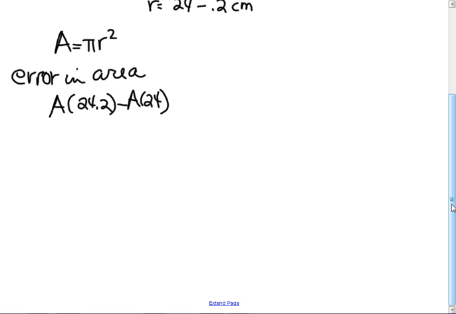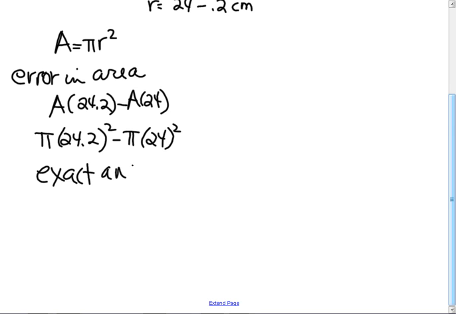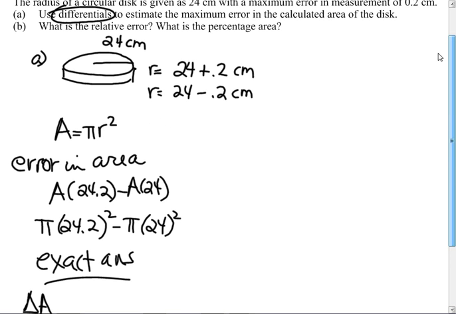But you could do pi times 24.2 squared minus pi times 24 squared, and you could get an answer. That will be the exact answer. But that's not what I'm asking you to do. That's just the change in A. When you do this on the test and you give me the change in A like this, I'm going to mark it wrong. So I want you to make sure that you understand the difference. I want to use differentials, which is a lot easier.